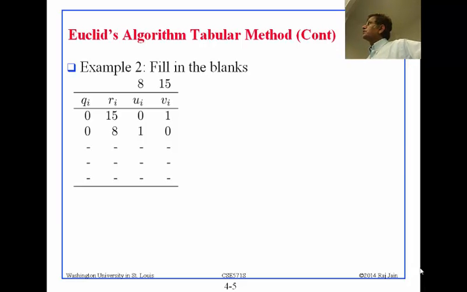0, 15, 0, 1, 0, 8, 1, 0. So 8, you can fill in some number. What will come here? How many times will it divide? What is the quotient? 1. And the remainder would be 7. Okay. And here we will get 0 times 1 minus 1 would be minus 1, right? And same thing here, 1 times 1 would be 1, minus 0 would be 1. So we will get a 1 there. So just fill in the next 2 rows just to feel comfortable, and then we go on to the next one.